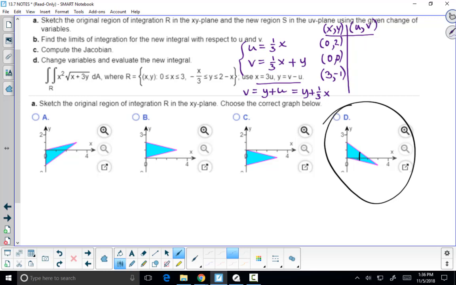All right, so let's plug in. If x is 0, then u is 0. And then down here to get the v value, x is 0, so we get 2. Down here, plug in zeros, we get zeros.